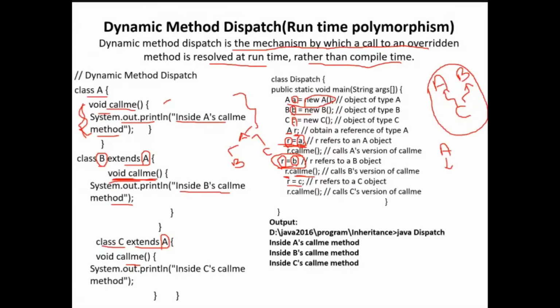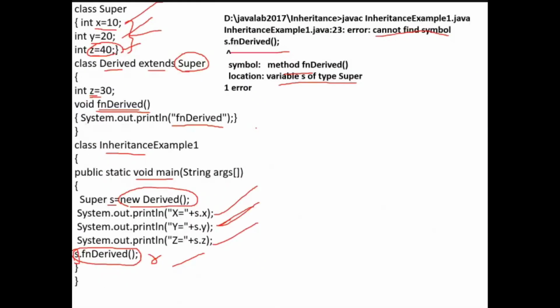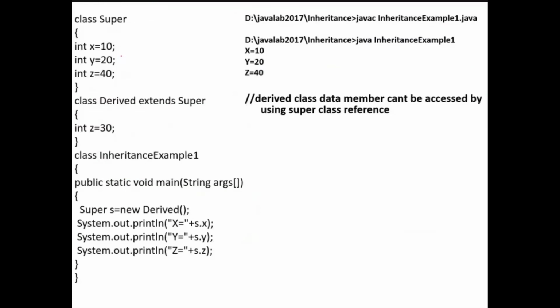Ma'am, can you go to the previous slide? Tell me. Ma'am, why will Z print 40 here? Because it will be overridden, no, ma'am? Z should be printed as 30, no? Actually, for a variable, it will print only the base class data member value. It won't print the overridden value. It won't happen for a data member. I will show you an example.